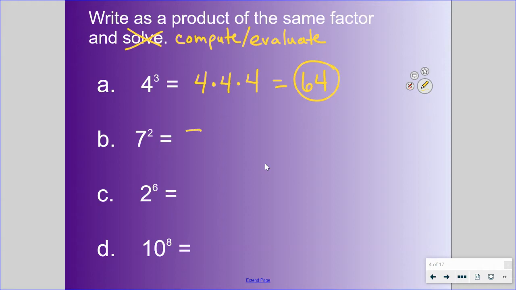Part B, 7 to the second power. Remember, please, the most common mistake is 7 times 2. That does not mean 7 times 2. It means 7 multiplied by itself. 2 to the sixth power. 2 multiplied repeatedly 6 times.